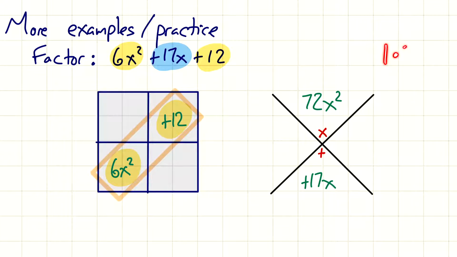So 1 times 72 is an option, right? Or 2 times 36, that's another option. Or 3 times 12, does that work? 6. Oh no, 4 times. I think it was 4 times 36. Oops, 4 times 12.